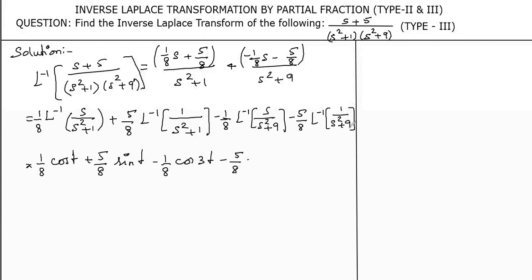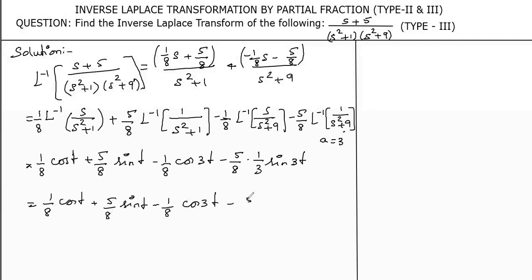Now see this, a squared is 9, that is 3 square is 9. So a is 3 here, so in the numerator we should have 3, it is missing, so we should multiply by 1 over 3, sin 3t. Just simplify this, it will be 1 over 8 cos t plus 5 over 8 sin t minus 1 over 8 cos 3t and minus 5 over 24 sin 3t. And this is the final answer.